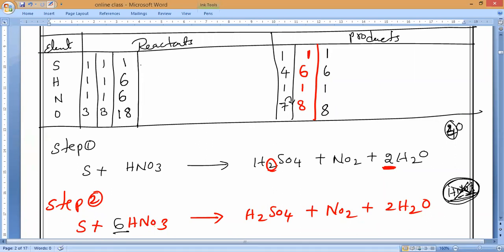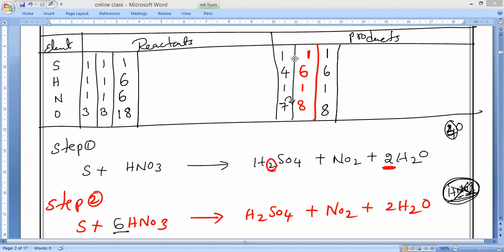Now you check it. Sulfur balanced, hydrogen balanced. Now who is not balanced? Oxygen? Nitrogen. Here 6 and here 1. So 1 becomes 6. So what do I have to do, guys?